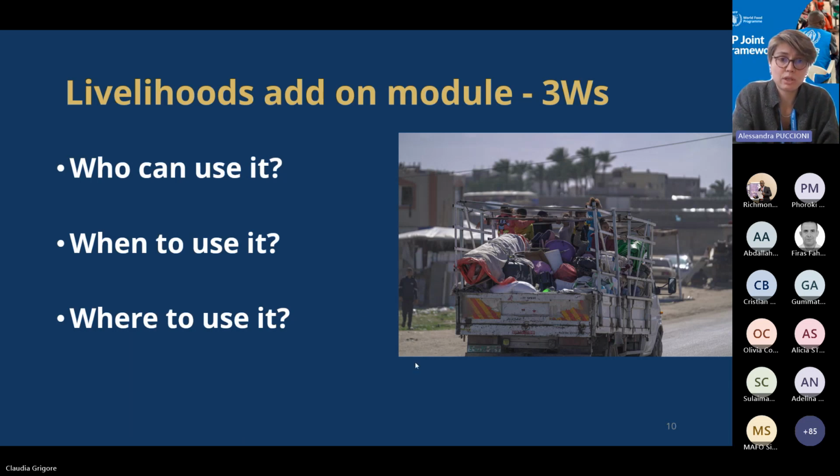Finally, when it comes to where to use it, the framework has been designed to be used in rural, but also peri-urban or urban settings, where the two organizations or one of them are present, and especially where clearly there is either a temporary or a protracted displacement occurring. With this being said, I will hand the floor back to Olivia. Thank you for your attention.